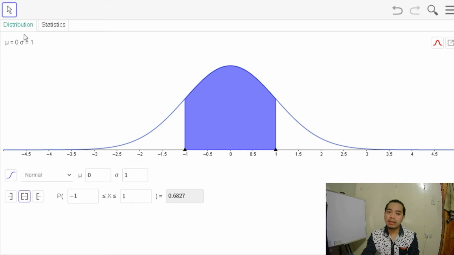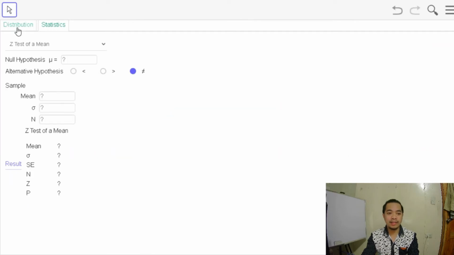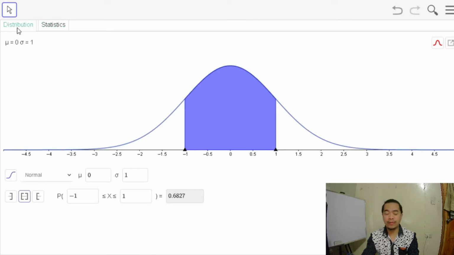Actually, in this view there are two main tabs. We can see here that we have distribution and statistics, although we will be focusing on the different distributions for this particular video. So just a tour in this view. Under distribution, we have here the different distributions. If we click here, we can see the different options.